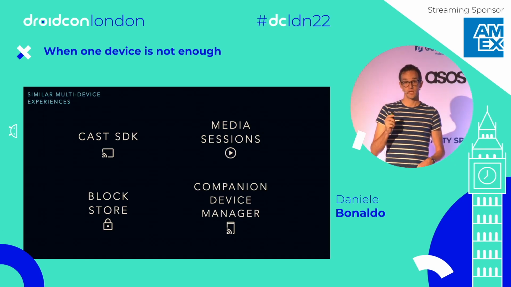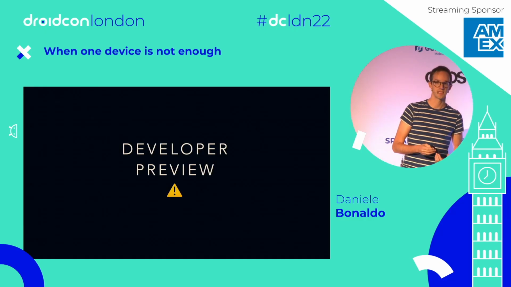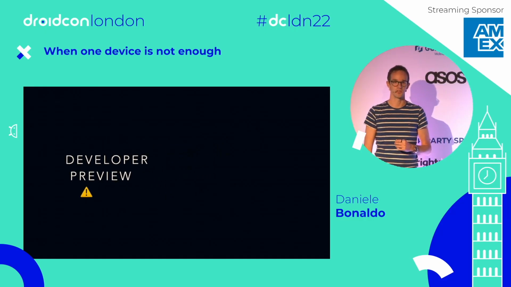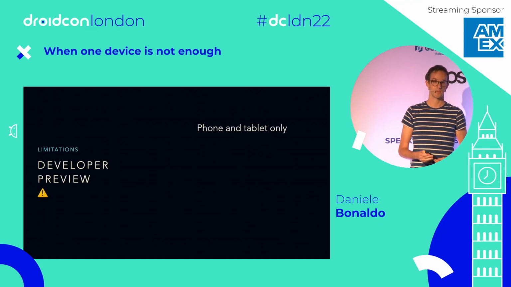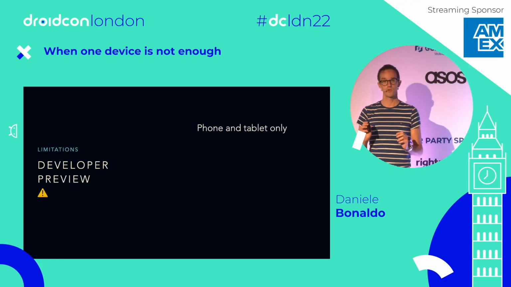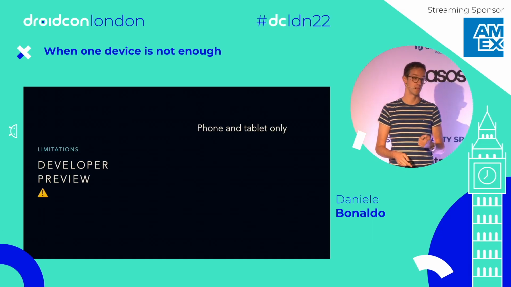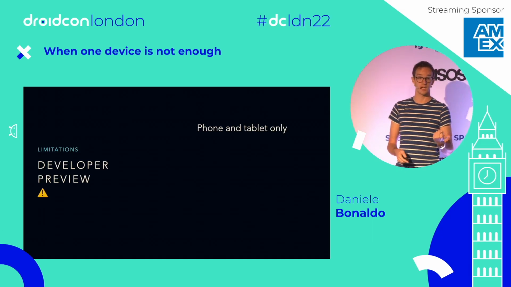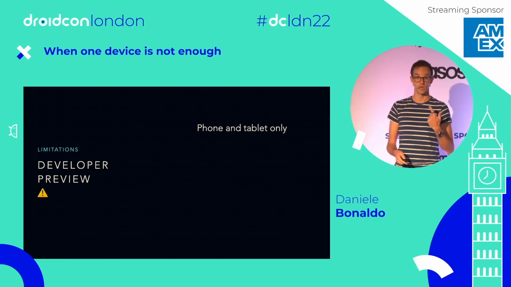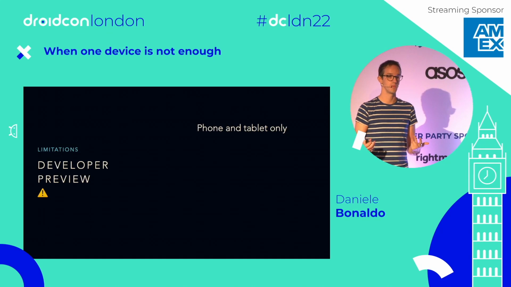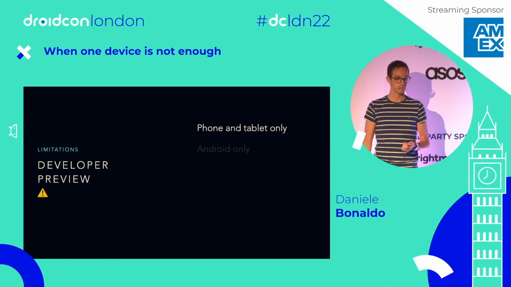Before continuing, it's worth noting that this SDK is still in developer preview, which means that there are some small limitations. First of all, it's only for phones and tablets, at the moment at least. But Google already announced that they are going to release it for more device types. So imagine it's going to be good for cars, for TVs to cover some of the scenarios that I showed you, watches to synchronize data between your phone and the paired watch, and other kinds of devices.